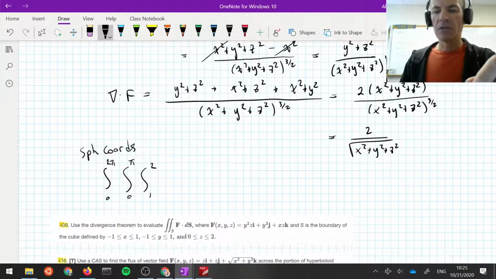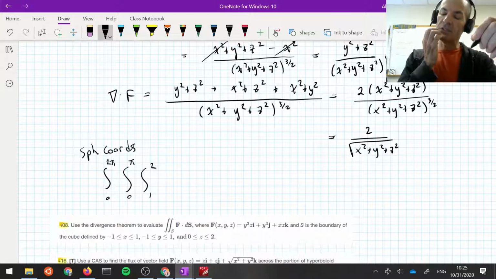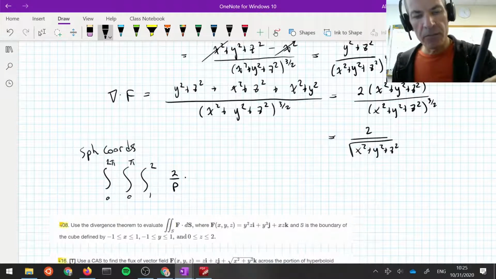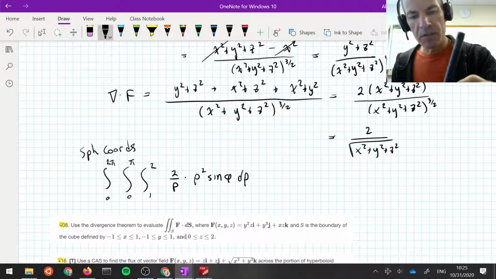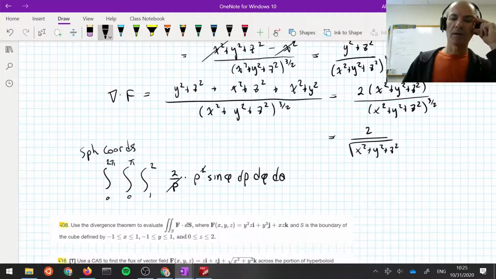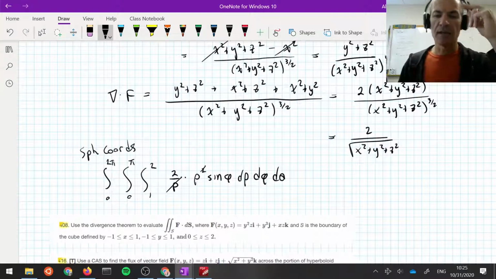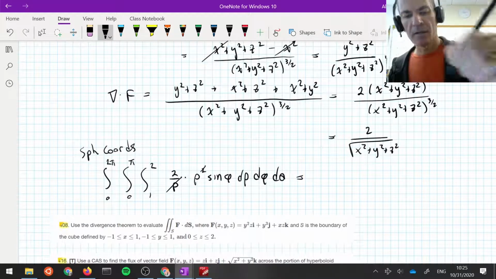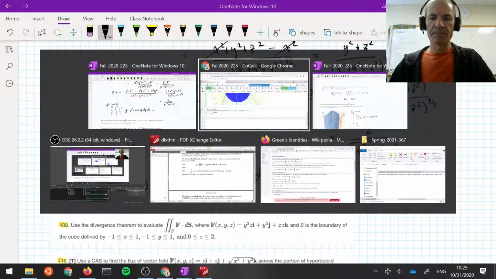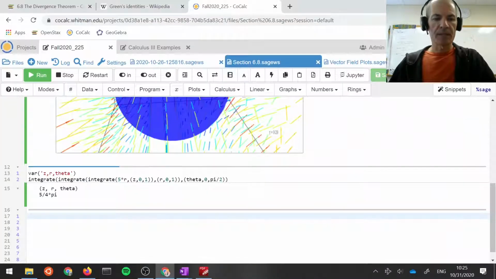The integrand is 2 over the square root of x squared plus y squared plus z squared, which we should recognize as 2 over rho. And then don't forget the Jacobian, rho squared sine phi d rho, d phi, d theta. Get a little bit of cancellation here, and we end up integrating 2 rho sine phi d rho, d phi, d theta. And we can pump that into Sage to get the final answer. Let's do that.